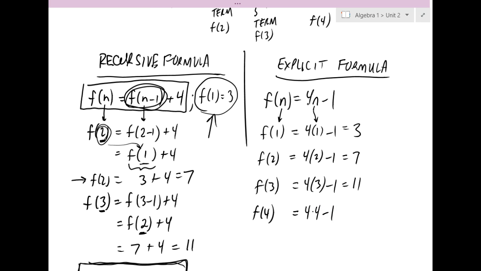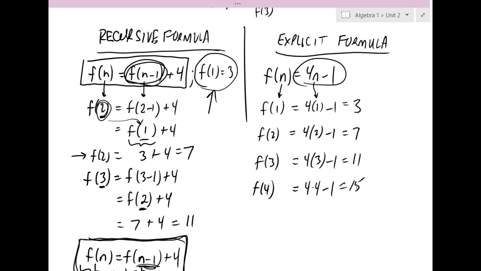See, all I'm doing is using this formula. When I plug in 4, I get 16 minus 1, and that is 15. So 15 is correct. Now the nice thing about an explicit formula is that if I wanted to know the 20th term, that would be named f of 20. I can do that without having to know the 19th term and the 18th term and the 17th term and so on, just by simply plugging into the formula.